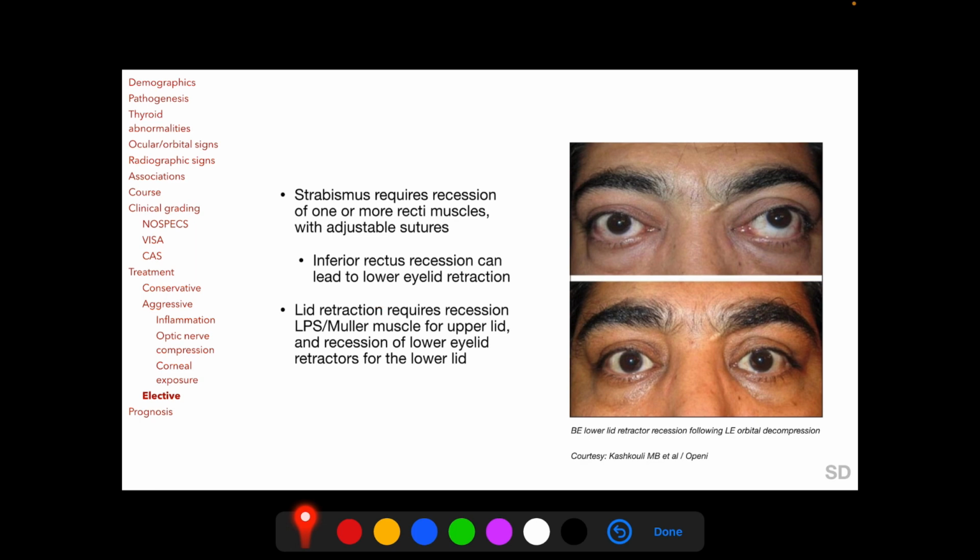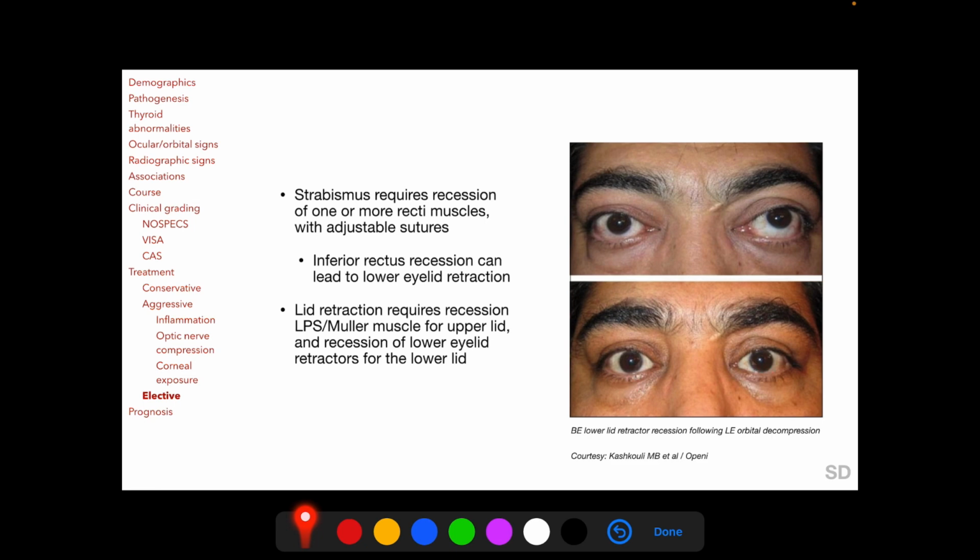And recession of the inferior rectus muscle, the most commonly involved muscle in TED, can actually worsen lower eyelid retraction of thyroid eye disease. Lid retraction can be corrected by recession of the LPS and Müller's muscle for the upper lid and recession of the lower eyelid retractors for the lower eyelid. In this patient, lower eyelid retraction in both the eyes has been corrected by recession of the lower lid retractors in both the eyes.